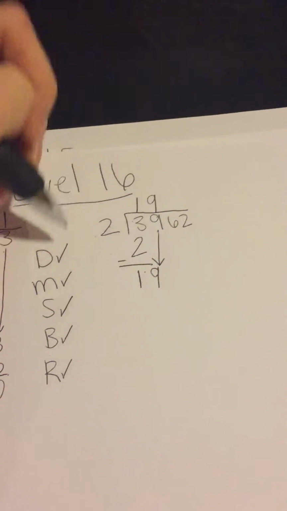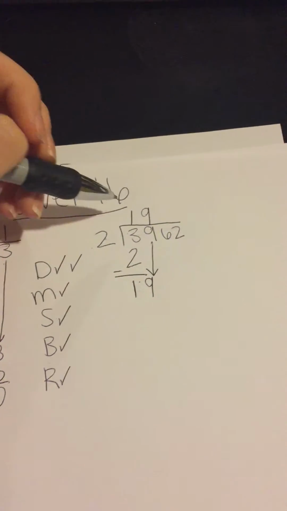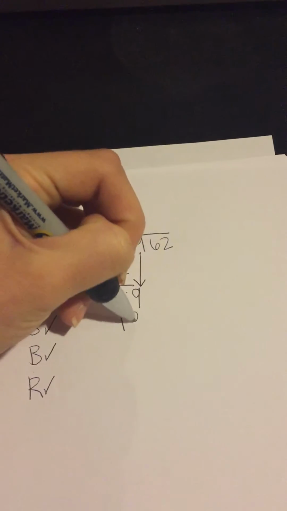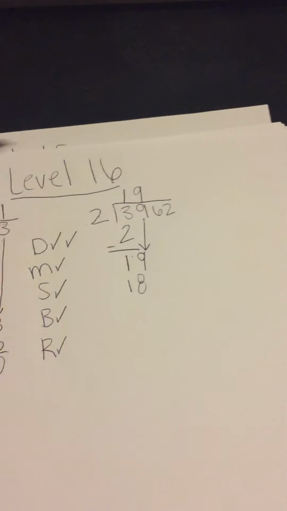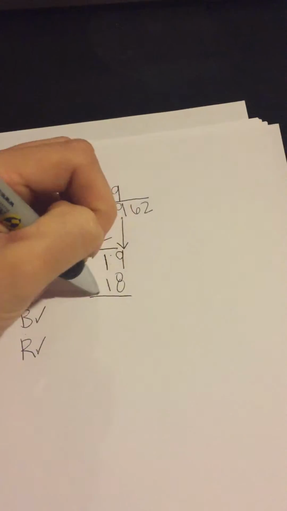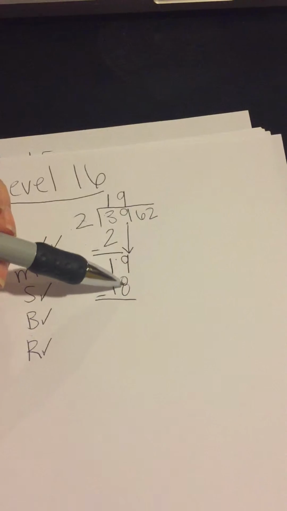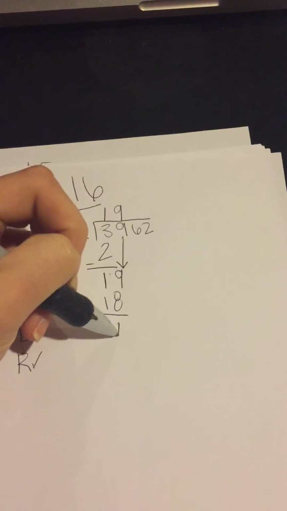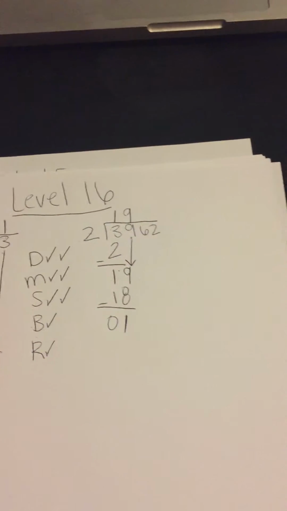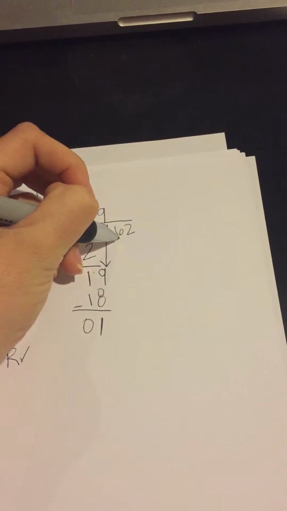All right, so that was our division. Our multiplication, 9 times 2 is 18. That was our multiplication. Now we need to subtract. 19 minus 18 is just 1. That was our subtraction. And the B stands for bring down. That means you need to bring down your very next number.